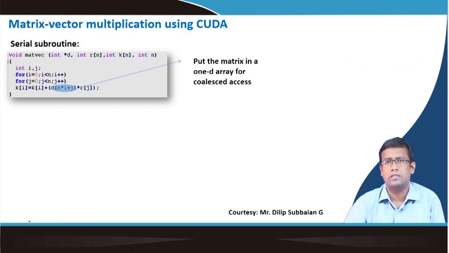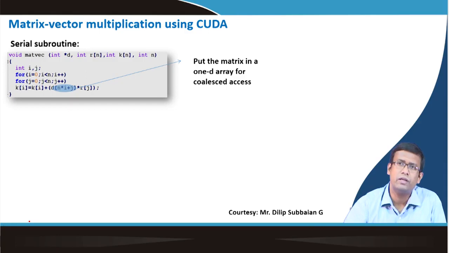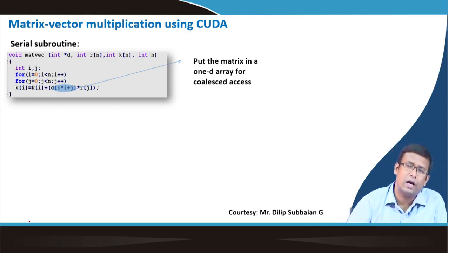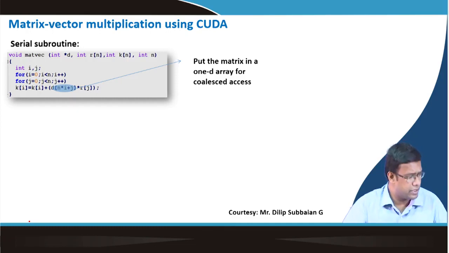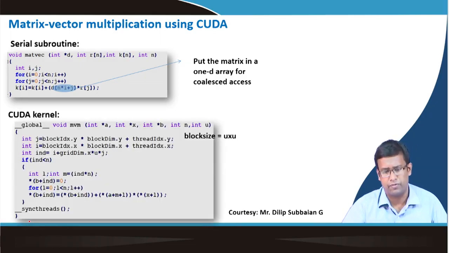for coalesced access. Why is coalesced access important? If we go back to the fundamental concepts of CUDA programming, from reading from the device memory to the GPU codes, they require coalesced access, and that is a cache friendly access also. So that is why we try to put the matrix in a coalesced layout, which gives us better performance.